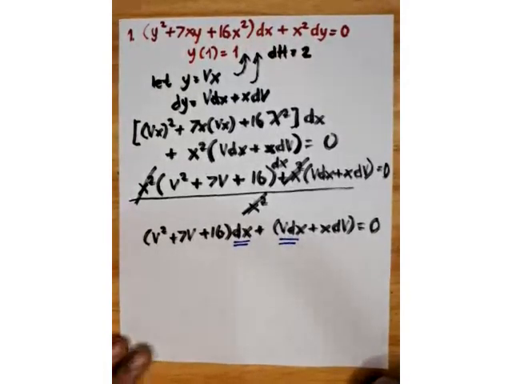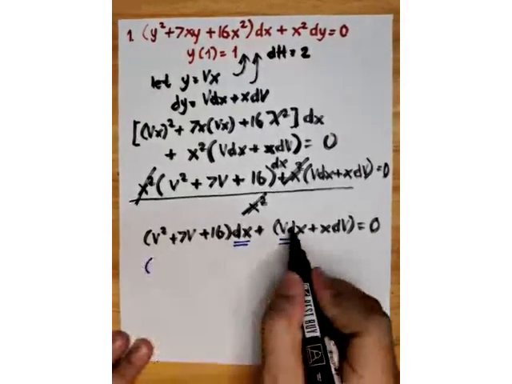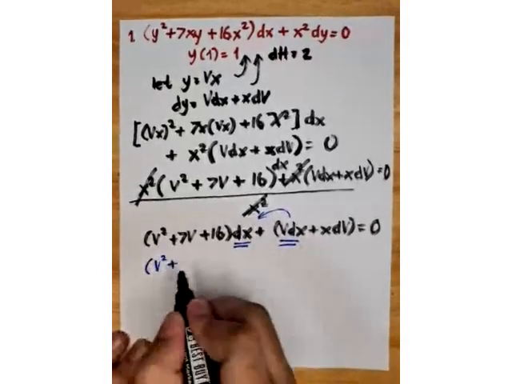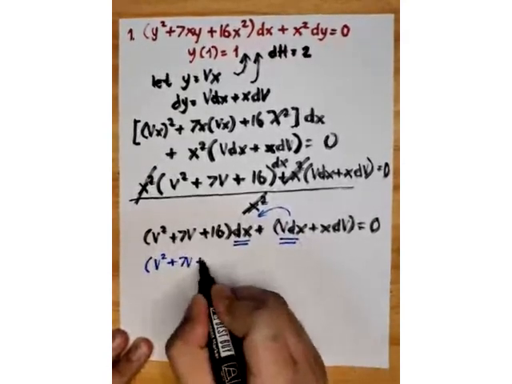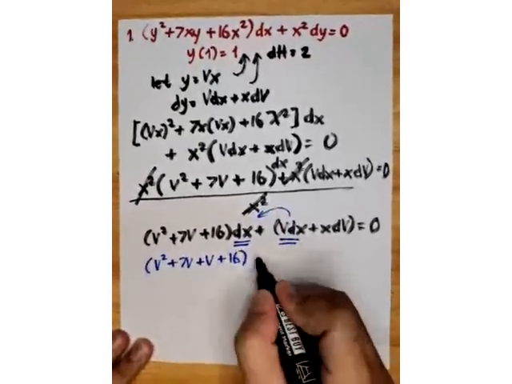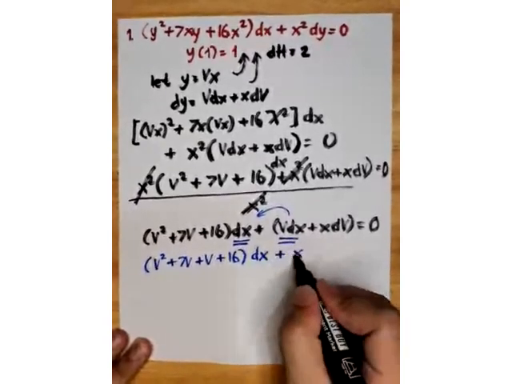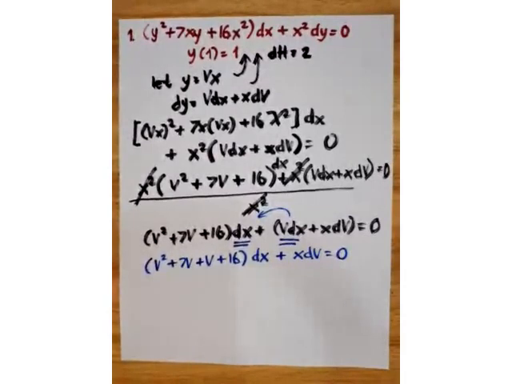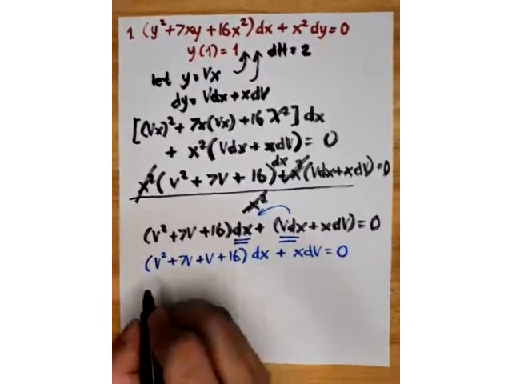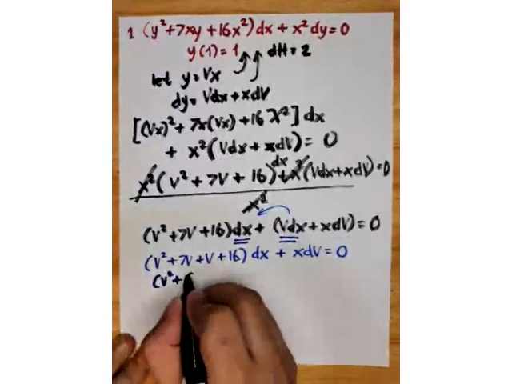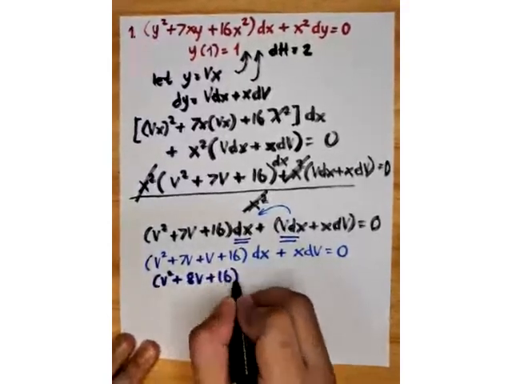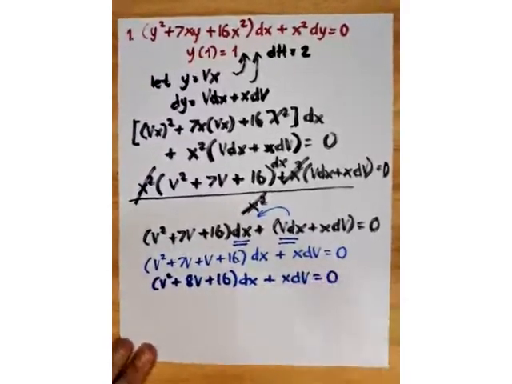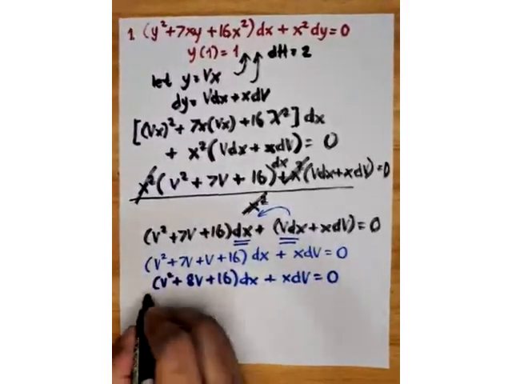So let's combine. Let's add this with this one, since they both have v dx. That gives v squared plus 7v plus v plus 16, dx, plus x dv equal to 0. Let's simplify. This is (v squared plus 8v plus 16) dx plus x dv equal to 0. So it is now separable.